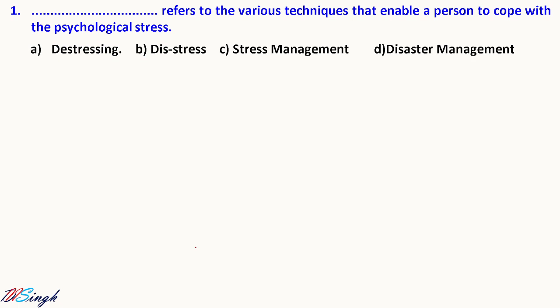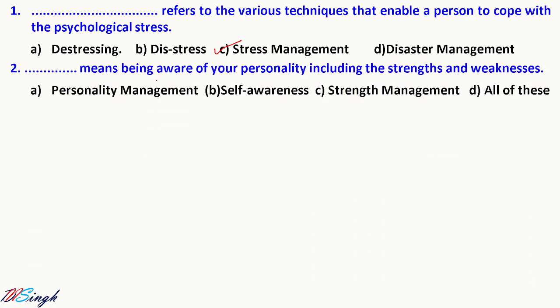Refers to the various techniques that enable a person to cope up with the psychological stress: de-stressing, distress, stress management, and disaster management. So there is a technique that is called stress management, that is a various technique that refers to a person to cope up with the psychological stress. So the correct answer will be stress management. Let us see the next question.